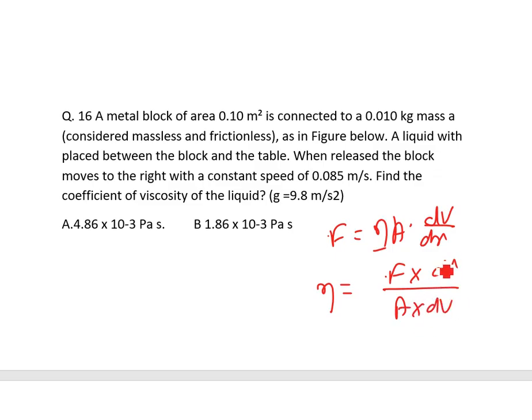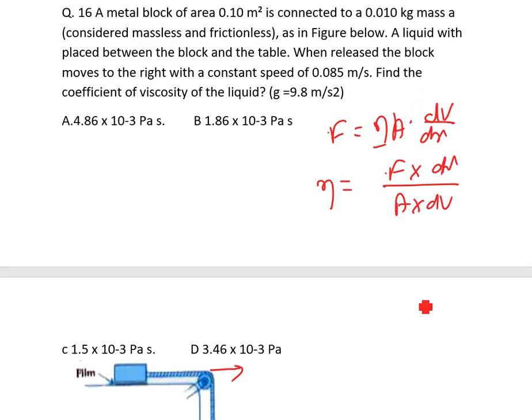Here dx is the distance it has covered, dv is the change of velocity, or simply here we can take velocity. Force we just take as m into g. So if I put all these values, F equals mg. m is given here as 0.01 kg, so I just write 0.01. So m into g is 9.8, into dx. How much dx does it move?